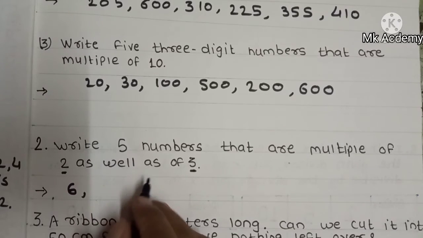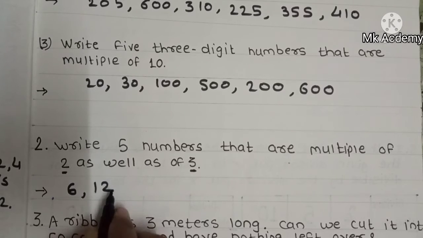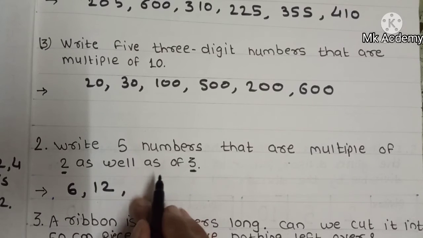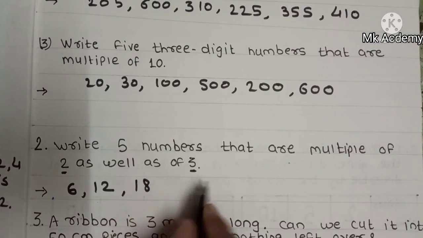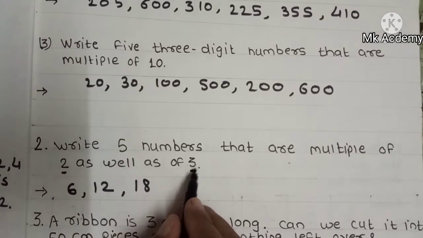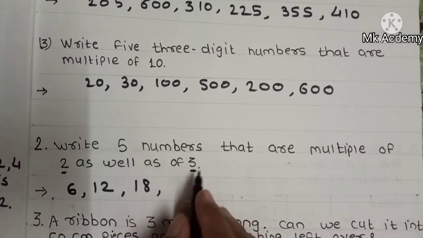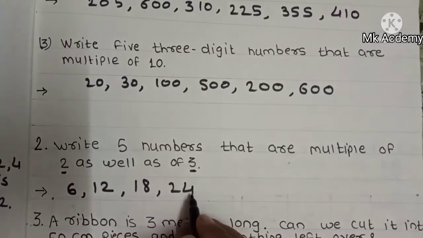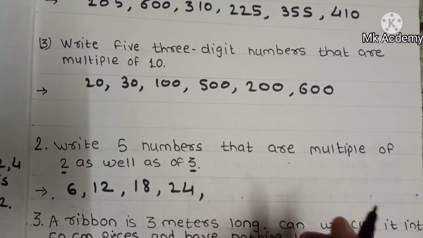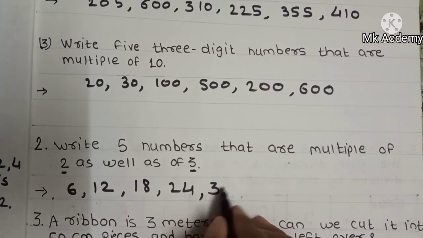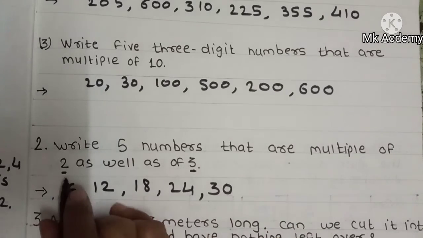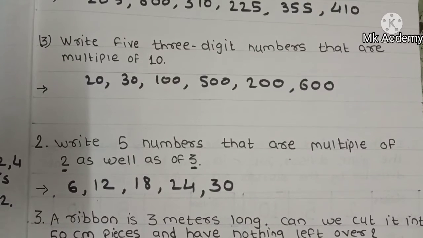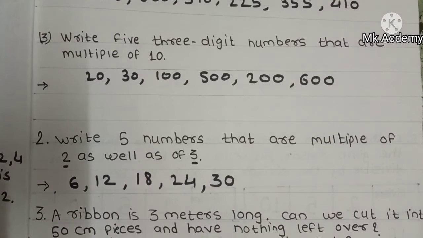Then 12. 12 is divisible by 2 and also by 3. Then 18. 18 is also divisible by 2 as well as 3. Then 24. 24 is divisible by 2 as well as 3. Now then 30. 30 is divisible by 3 as well as 2. Understood? Now question number 3.